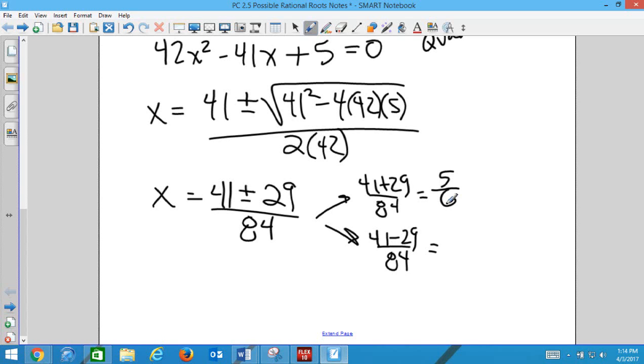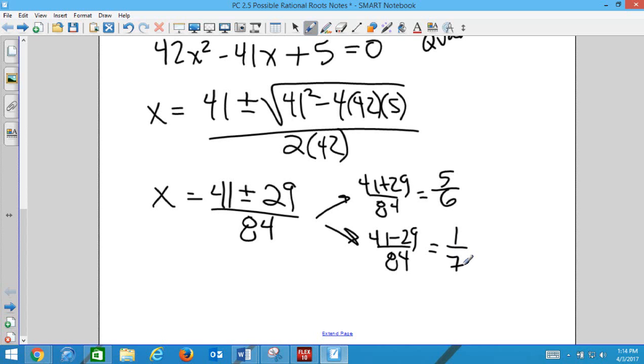I don't think that's right. It should be 1/7. You type something in wrong? 41 minus 29. Oh, I divided by 8. So those should be the numbers.